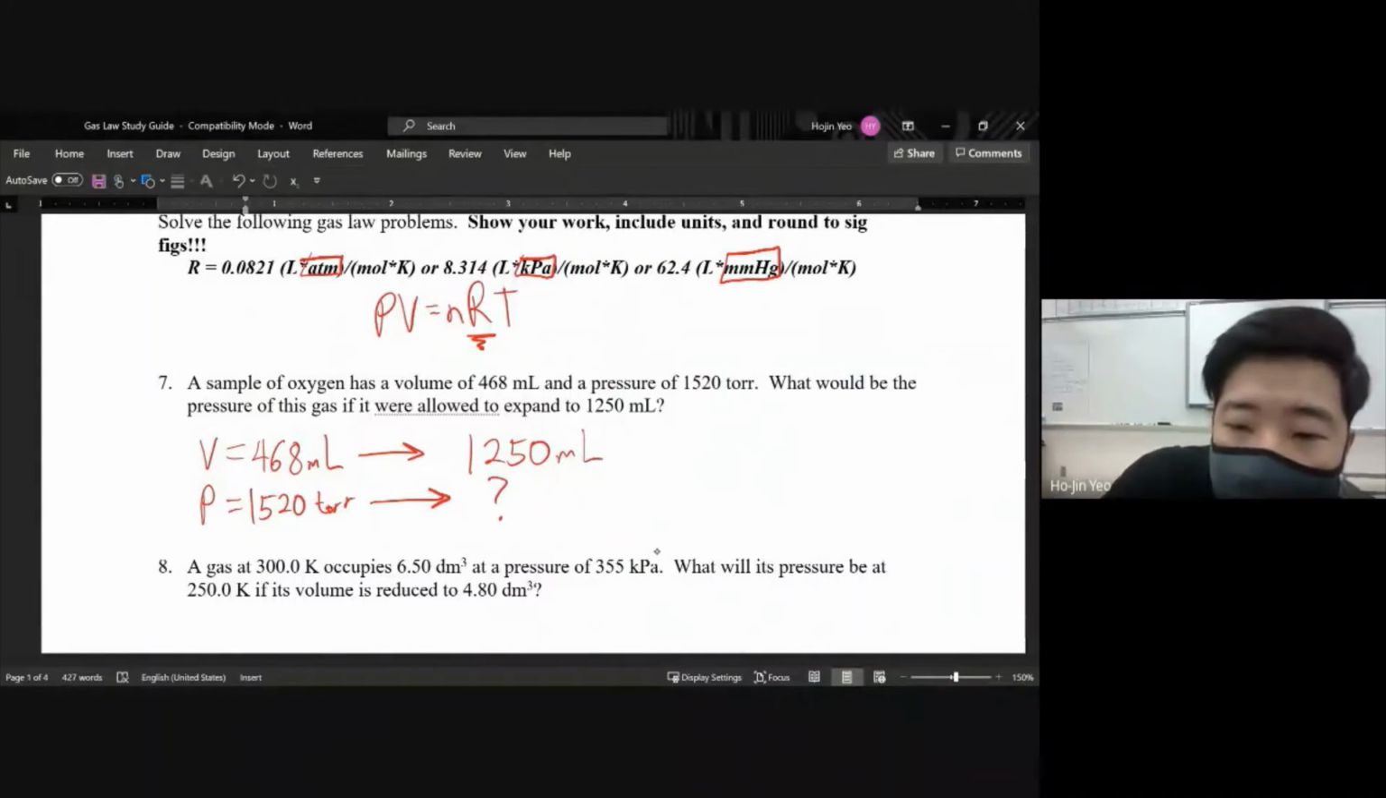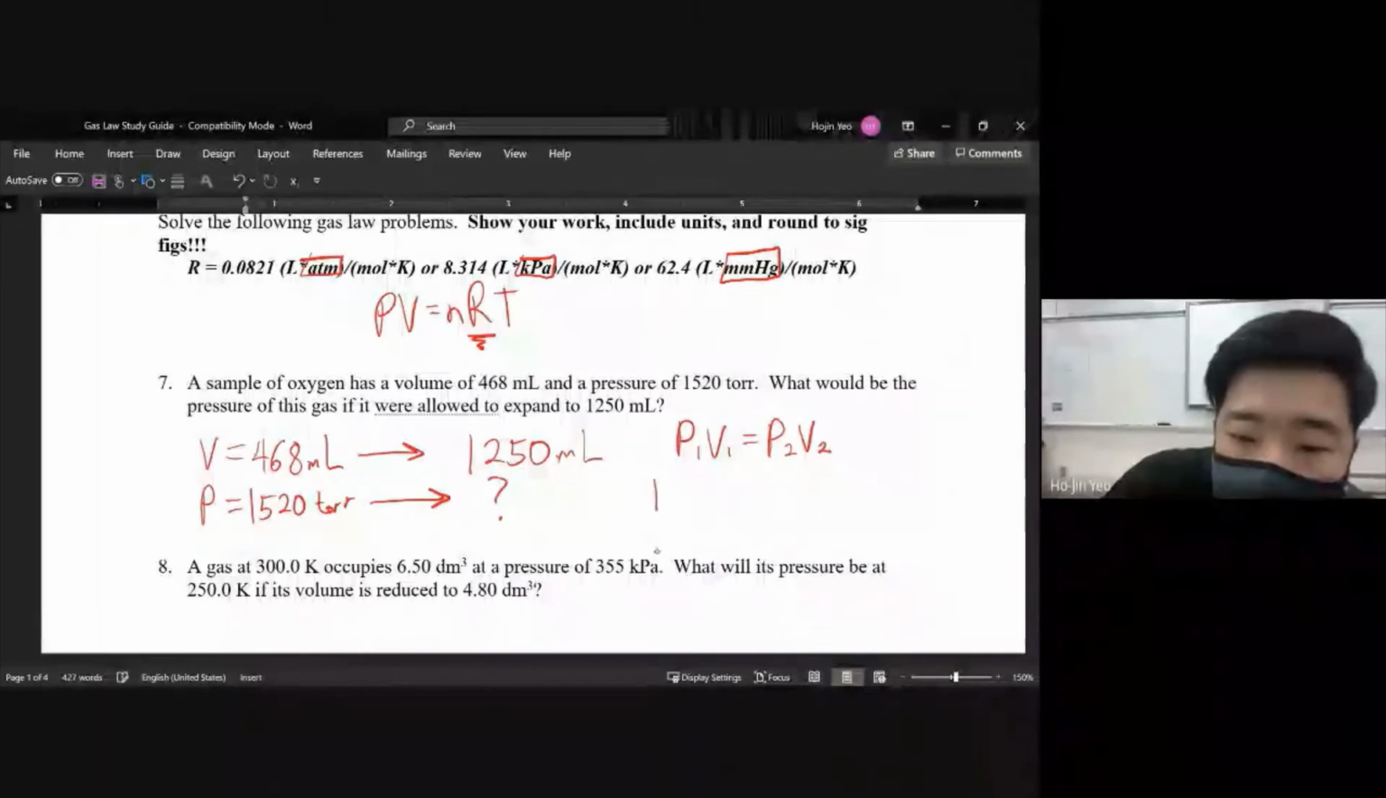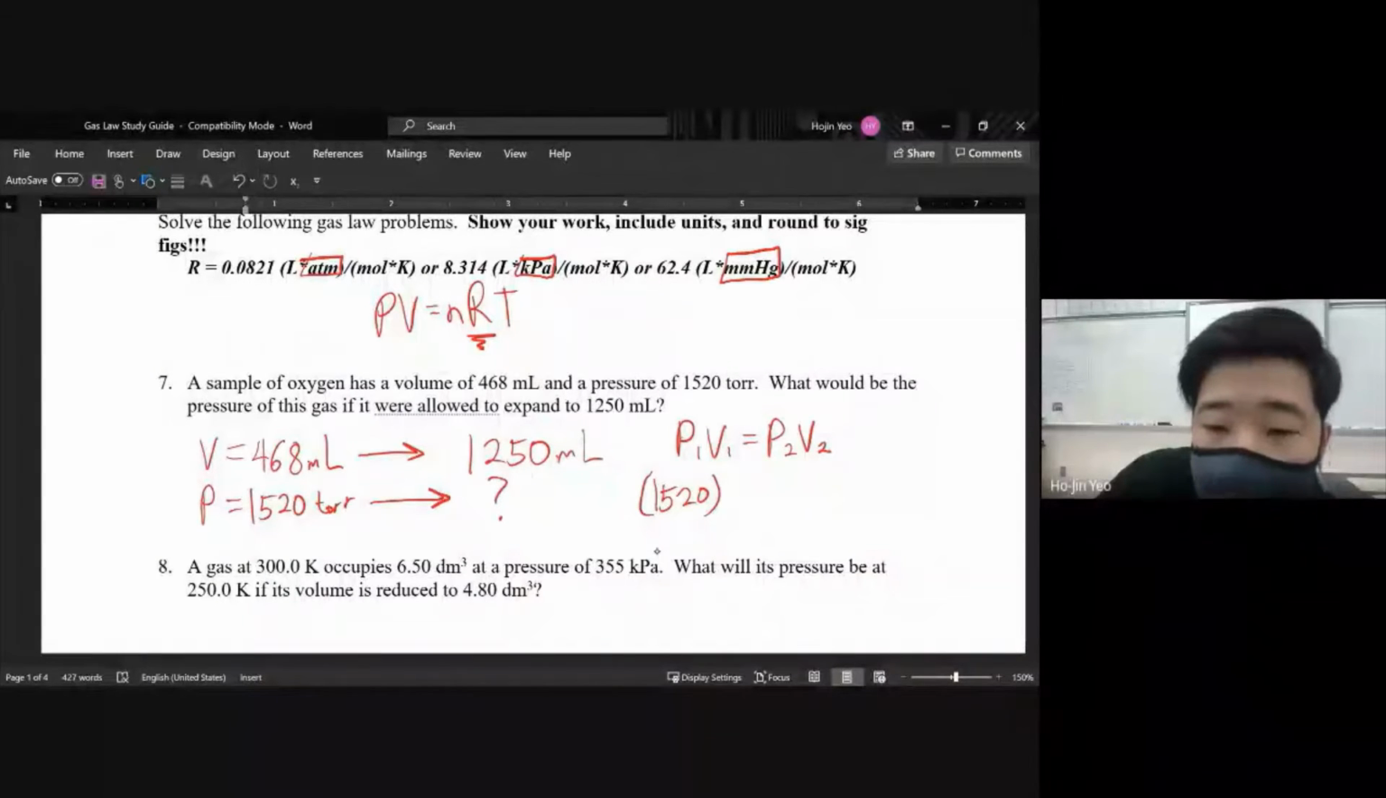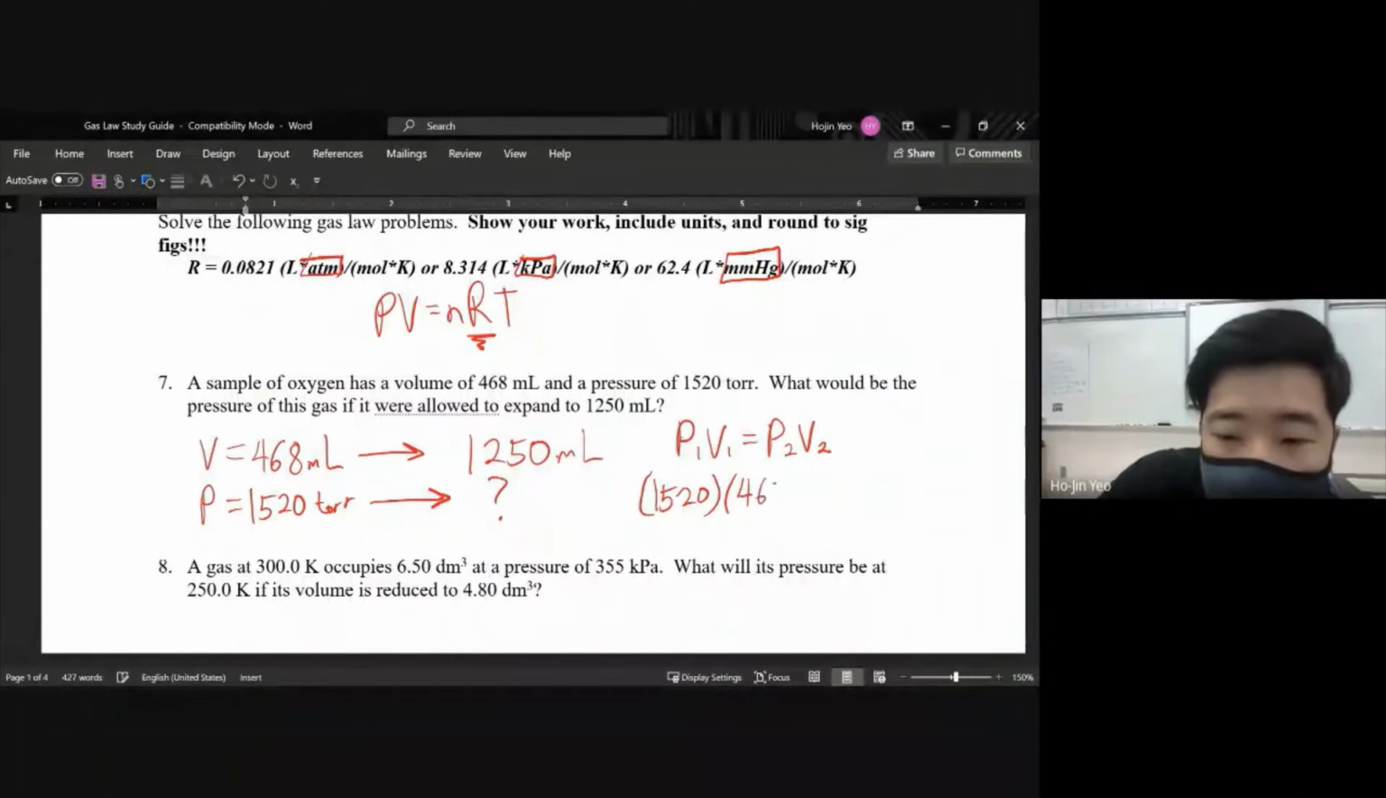Now, if you remember, we have P1V1 equals P2V2. So we're just going to plug in that information. Now, depending on whether your teacher wants you to write down the unit, please do write down the unit. I'm just writing down the numbers just to be quick.